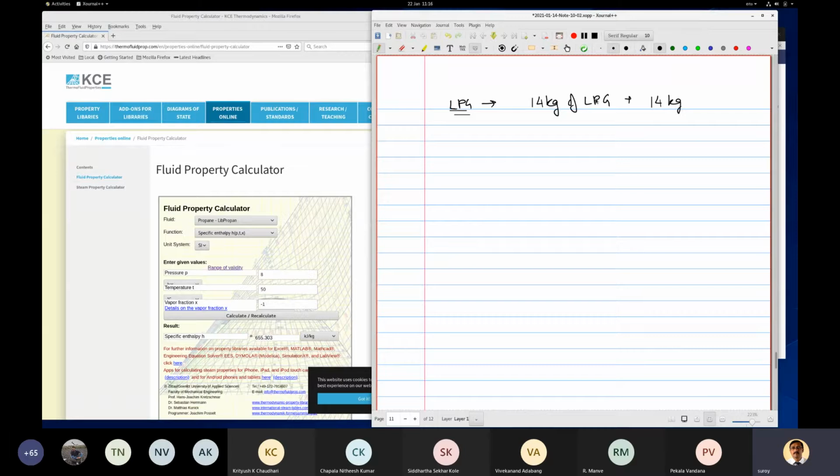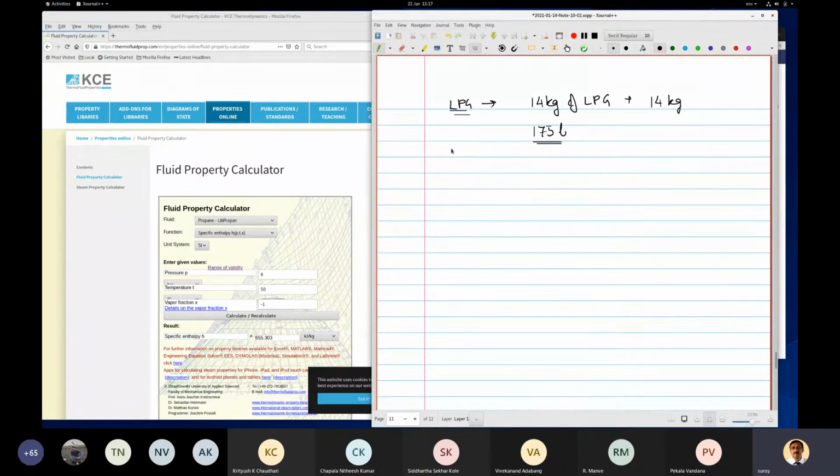So we can measure the cylinder volume, right? If you measure the cylinder volume, it will come out to be about 175 liters that you can measure at home. The LPG cylinder is 150 to 175 liters; 175 let us take, and 14 kg.